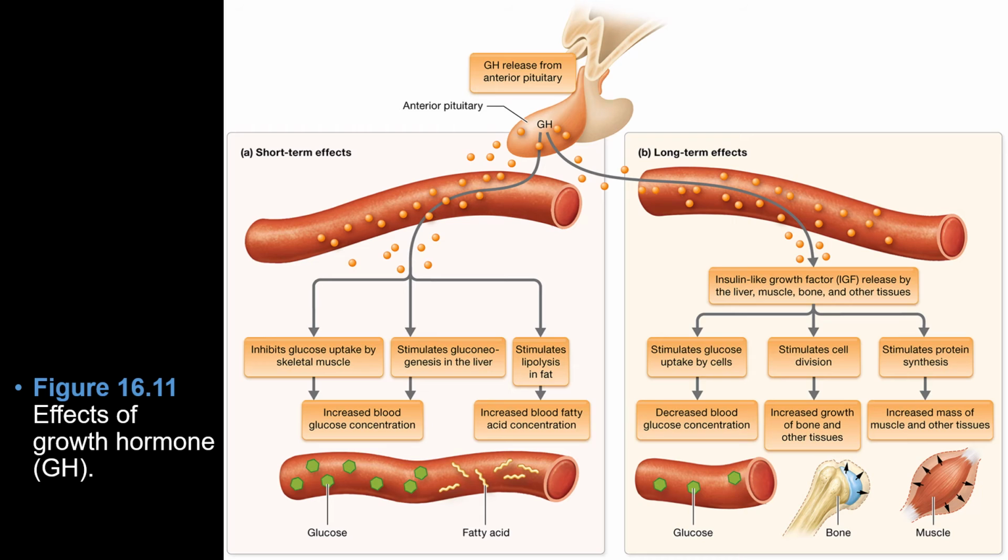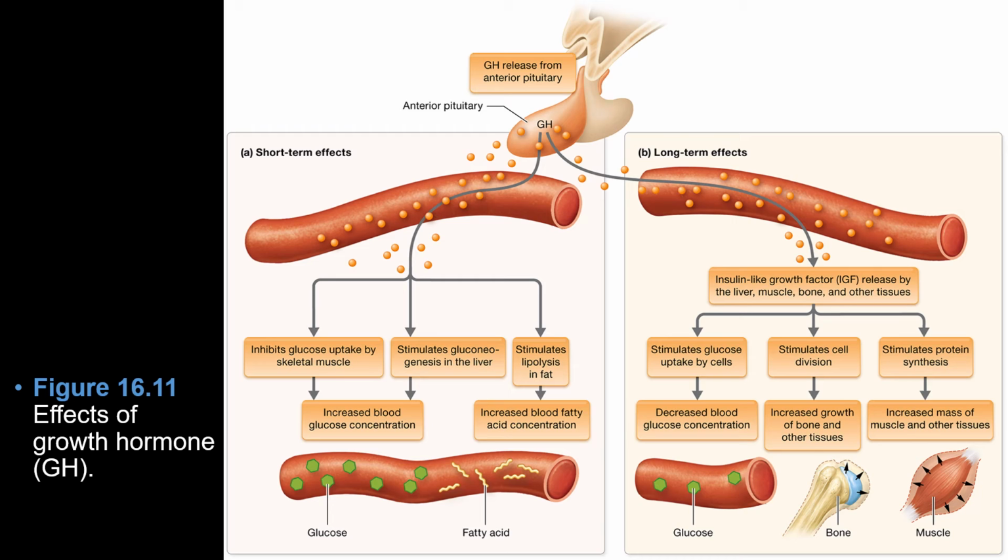In this photo, we can basically break it all down as far as short-term and long-term effects. The short-term effects you see, as it's released from the anterior pituitary, it goes through the blood vessels into its target cells. It can inhibit glucose uptake. It stimulates gluconeogenesis in the liver, stimulates lipolysis in fat, and each of these are going to either increase glucose concentration or increase blood fatty acid concentration.